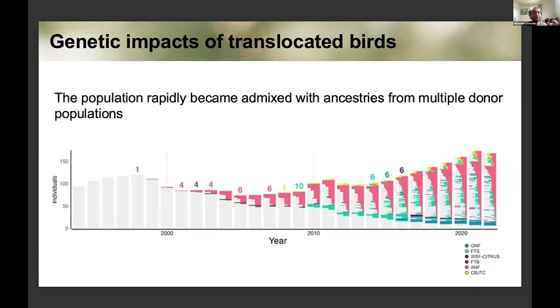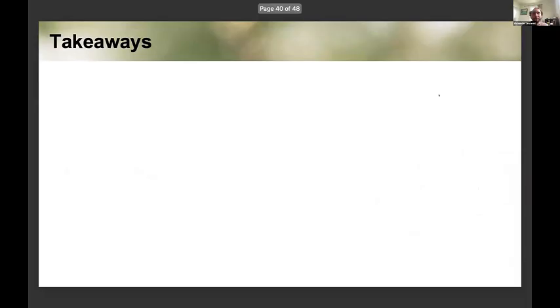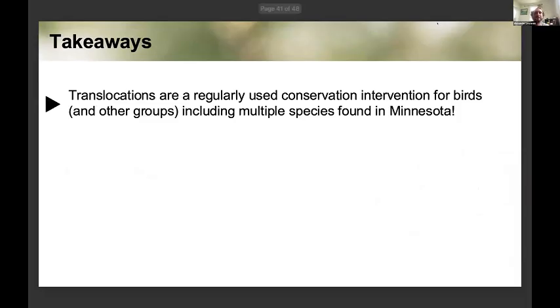So this is pretty clear evidence that the translocations are diversifying the genetic composition of the population, which is really exciting to see. This is clearly, at least in my mind, a pretty successful example of a translocation intervention. The takeaways that I want you to have from this presentation are as follows.